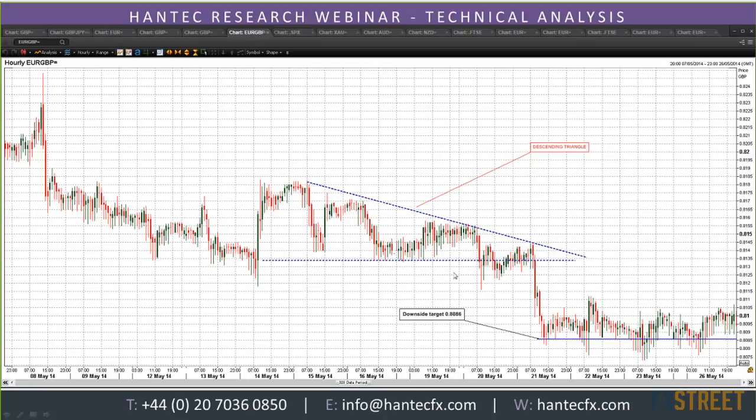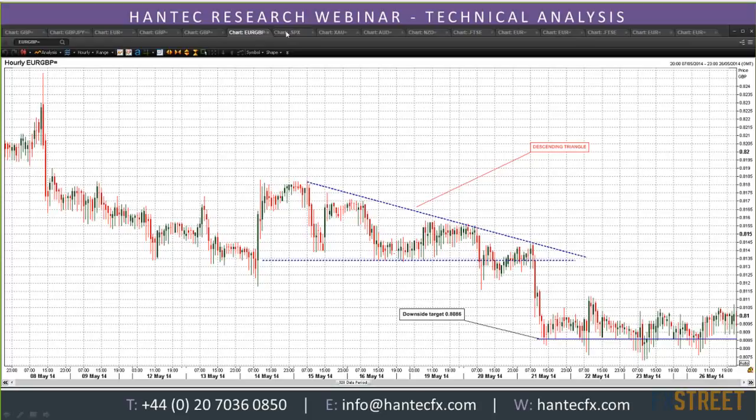And that gives you, in this instance, on euro sterling, your downside target of around 80.86. That was in May this year, on an hourly chart. Opposite of that, I actually struggled to find an ascending triangle, which was annoying, but I did find ultimately this one here on the S&P 500.